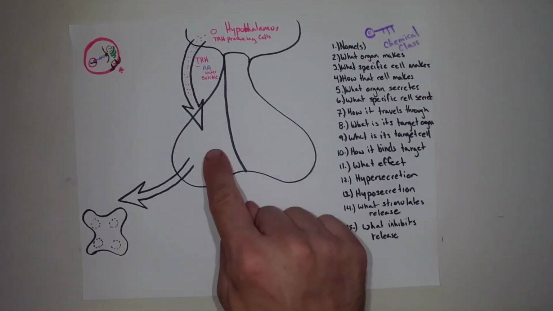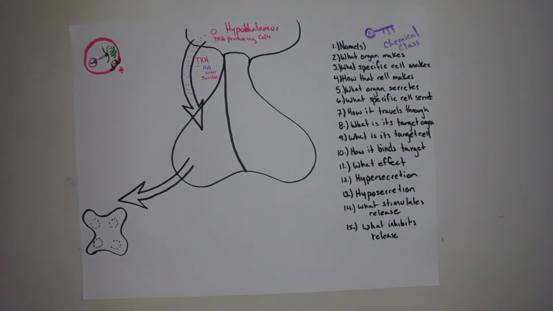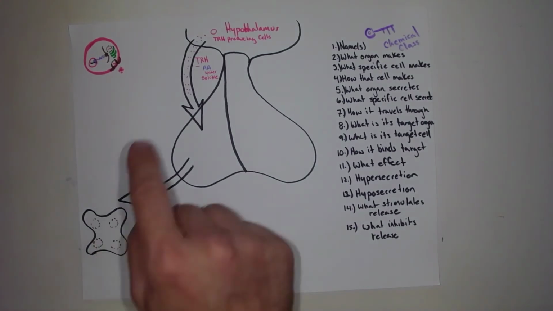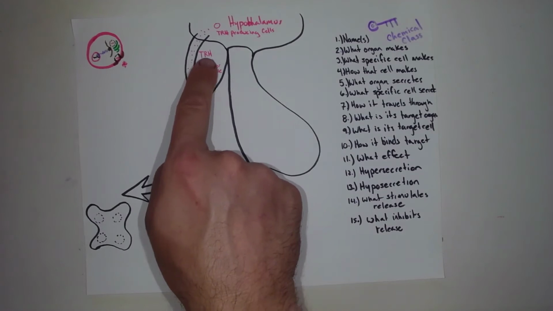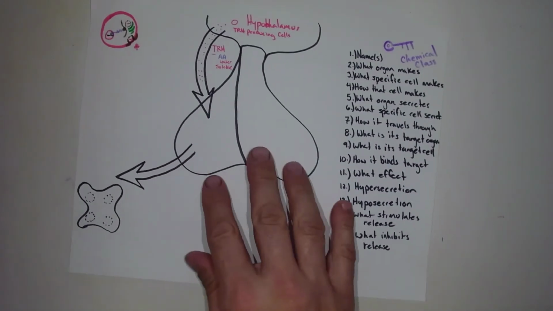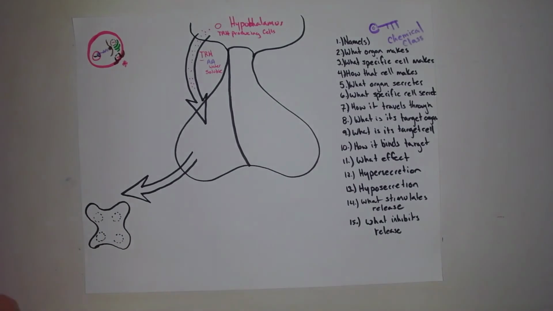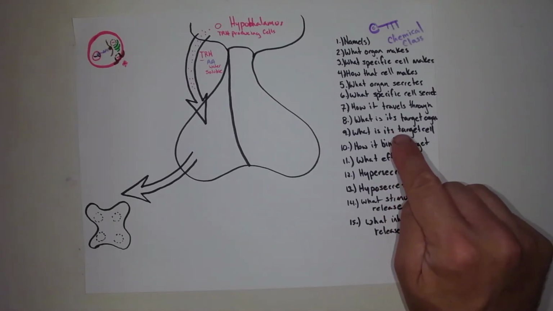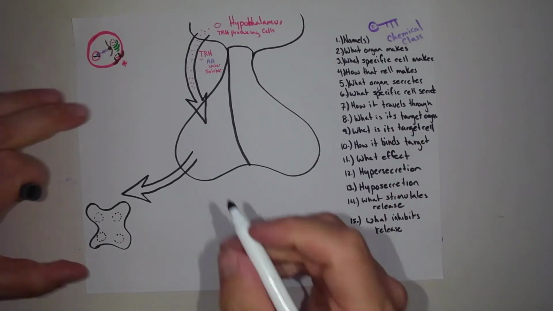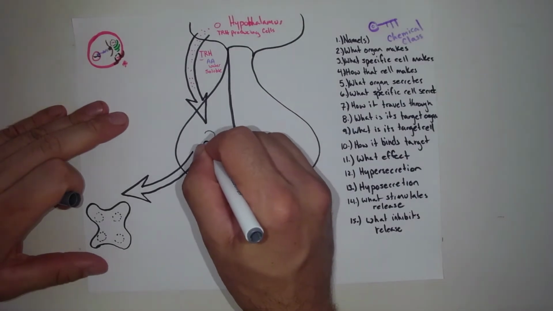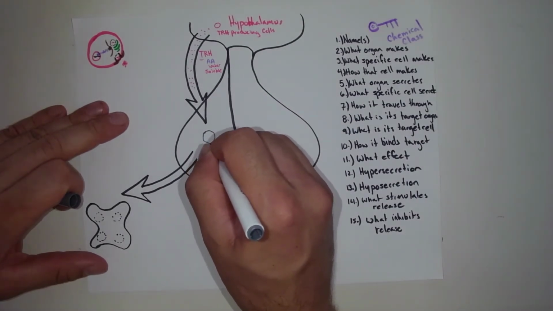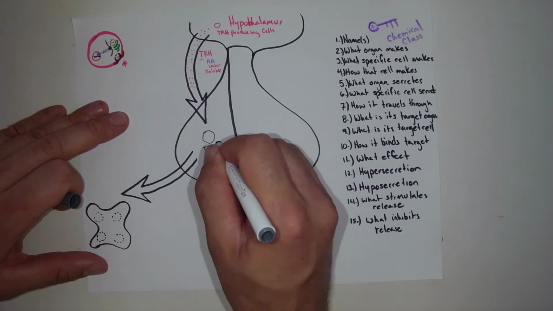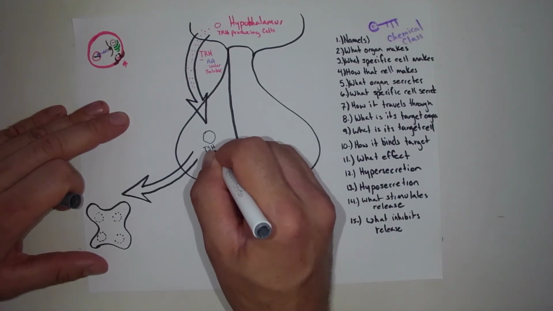Now, what's its target? The anterior pituitary. Don't say the thyroid gland. Thyrotropin-releasing hormone's target is the anterior pituitary. That's where we're going to find TSH-producing cells. That's the specific cell that it targets. TSH, thyroid-stimulating hormone, producing cells of the anterior pituitary.